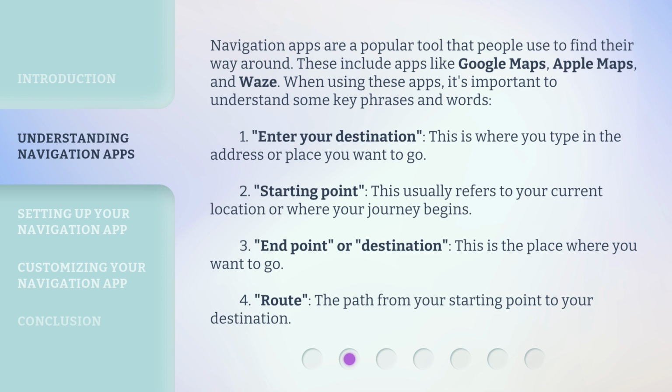1. Enter your destination. This is where you type in the address or place you want to go. 2. Starting point. This usually refers to your current location or where your journey begins. 3. End point, or destination. This is the place where you want to go. 4. Route. The path from your starting point to your destination.